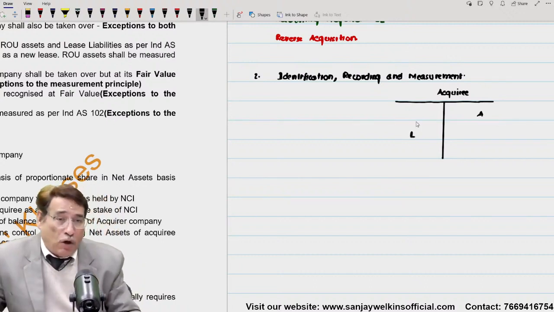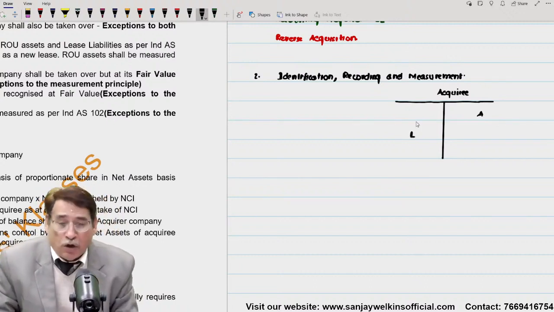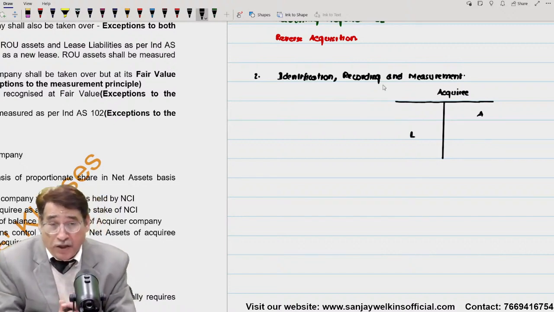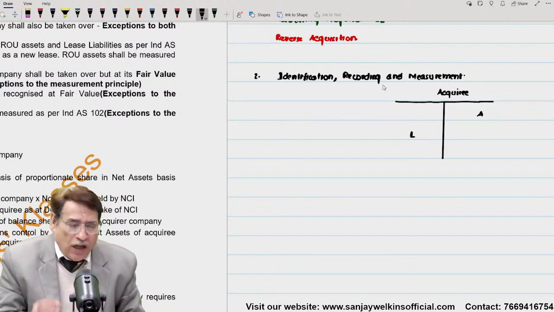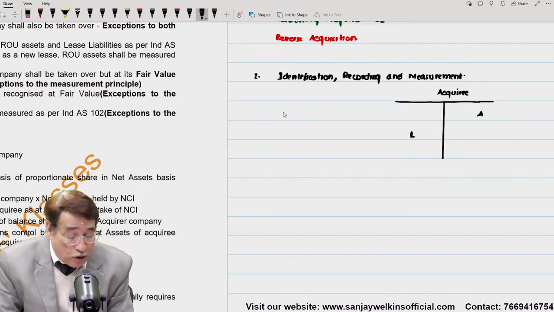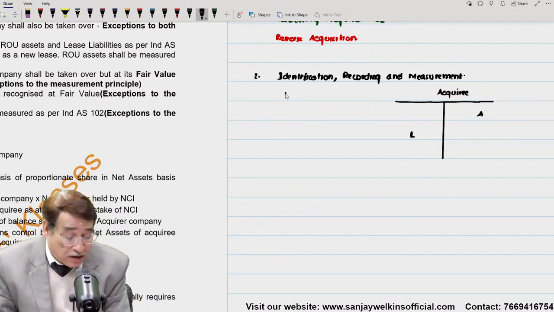Now you have to record those assets and liabilities in your books. Is it clear to you? That is what we mean by identification, recording, and measurement. It is very important that all the assets and liabilities will be recorded, and you will pass the entry.